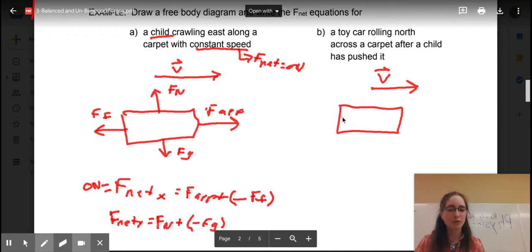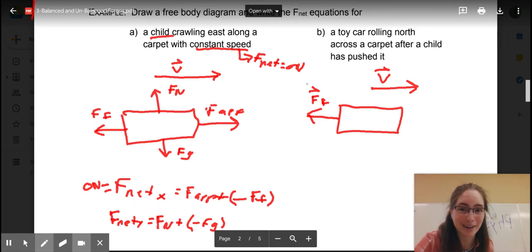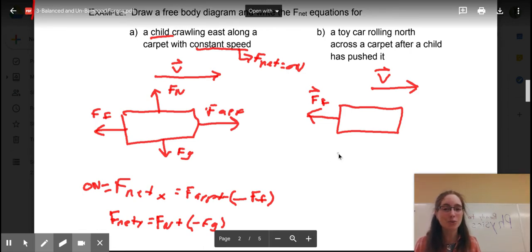It is going to have a force of friction. Absolutely. And we always have friction when we have motion. However, ladies and gentlemen, the child is no longer actually physically pushing the car. The kid has pushed it and let go. We don't have a force applied here. There's no force being actively applied to that toy car. So we don't put a force applied there. There is no longer a force applied.